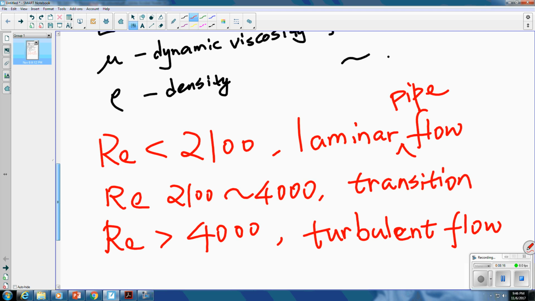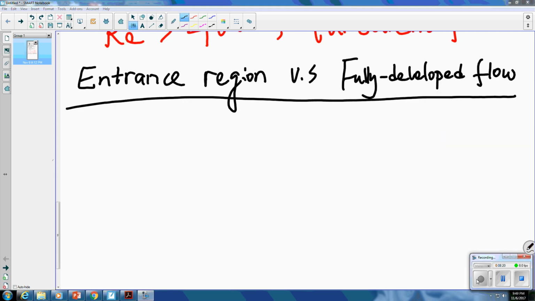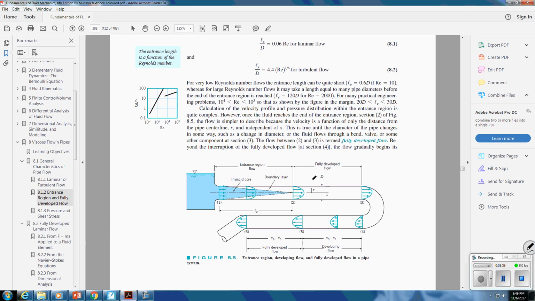It is the transition between laminar and turbulent. Next, let's talk about entrance region and the fully developed flow. We say for any pipe flow, there's an entrance region, near the very beginning of your pipe, right? The flow has to enter this pipe. So let's take a look at this graph in your book.